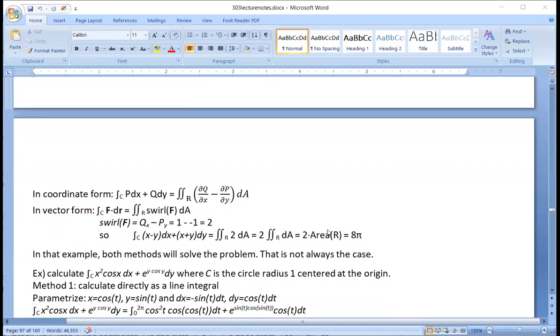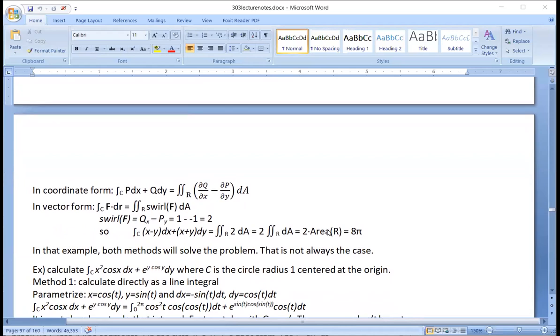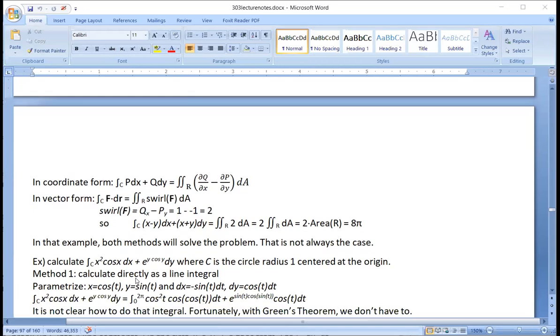Now, plug that in, and what happens? Plug in your parameterization for your vector field F, plug in your parameterization for dx and dy, and sorting it out, you get this. The integral from 0 to 2 pi of cos squared t times cosine of t dt, plus e to the sine t times cos of sine t times cosine t dt. Yikes. It is not clear how to do that integral.